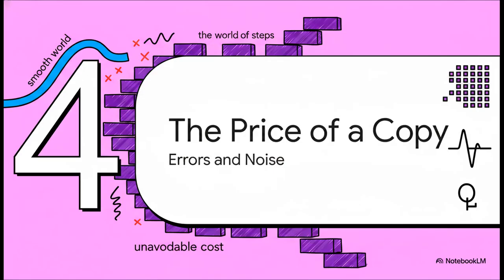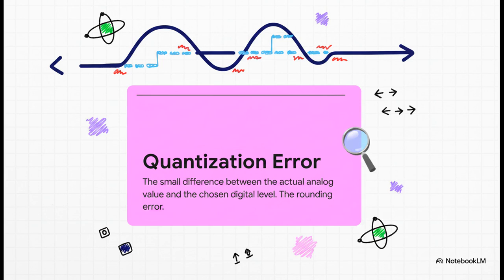Now, I said not perfect, and that's actually a really important point. This whole translation from the smooth analog world to the blocky digital world of steps comes with a cost. It's unavoidable. And that cost is called quantization error. Just think about it for a second. When the ADC forces a signal's value to the nearest step, there's almost always a tiny little gap between the real value and the step's value. It's basically a rounding error, happening over and over again for every single sample.